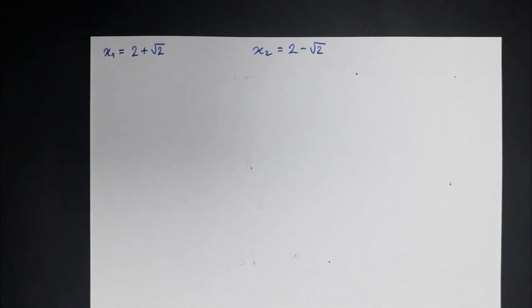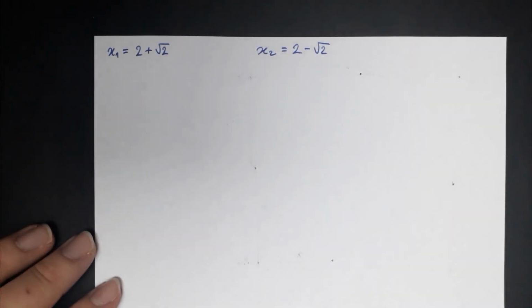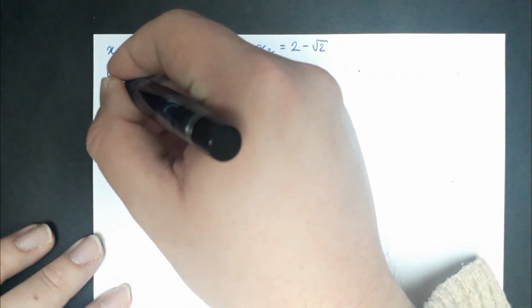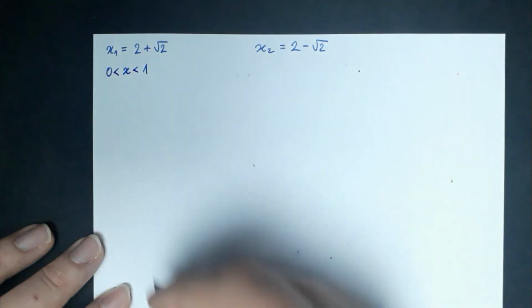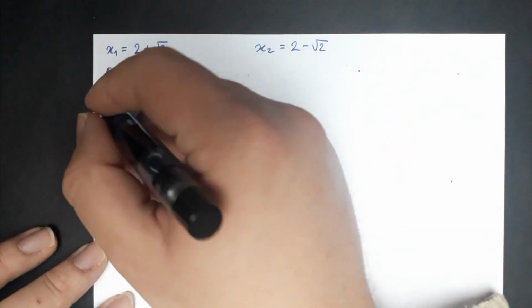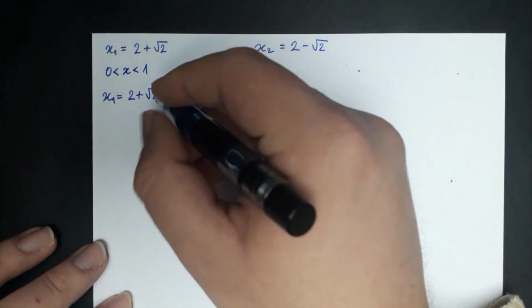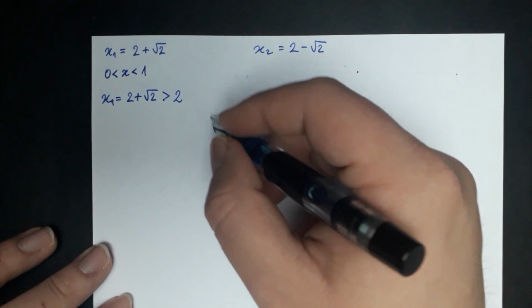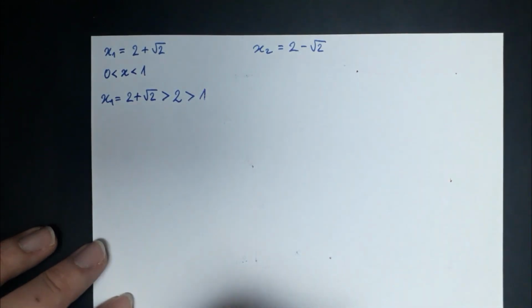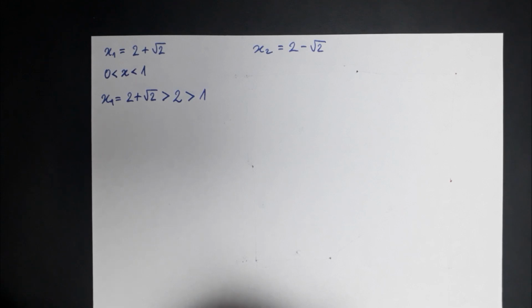We have two solutions for the problem. Let's now see if both of our solutions are valid. We know that boundary condition from our problem is 0 has to be smaller than x, and that has to be smaller than 1. For this solution x1, which is equal to 2 plus the square root of 2, we know that this is strictly larger than 2 and that is strictly larger than 1. So x1 doesn't satisfy the boundary condition. That means that x1 can't be a solution to our problem.